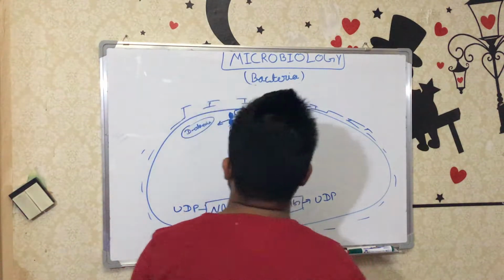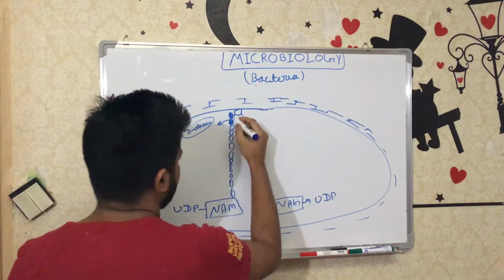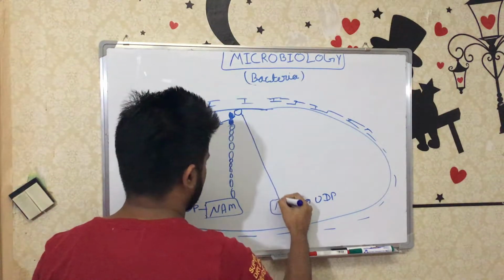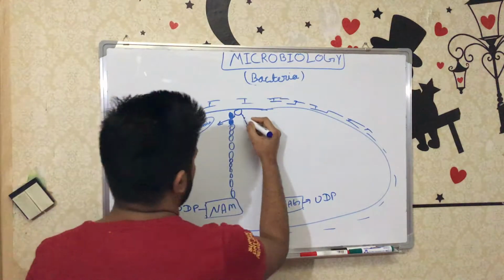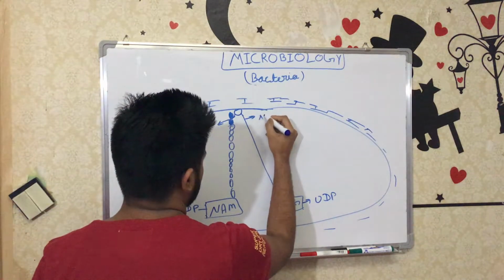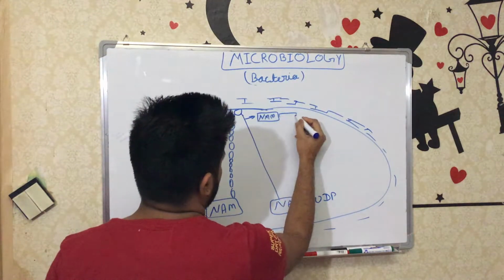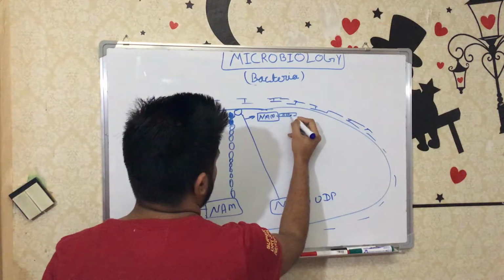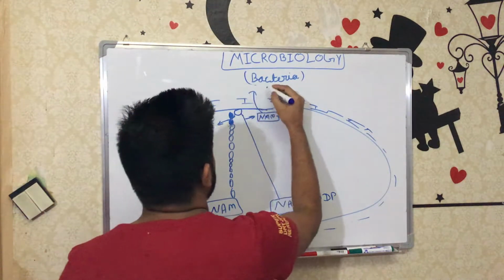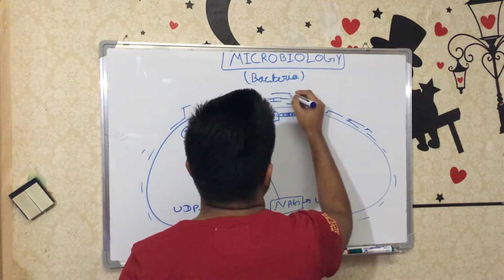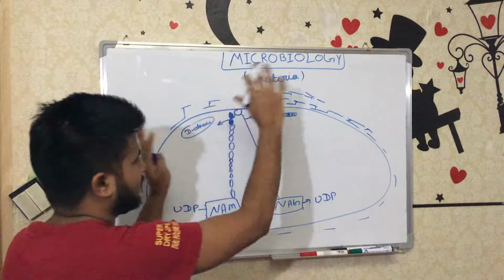This enzyme, first of all, inside the cell, cross-links each other, the NAM and NAG units. And whenever it attaches NAM and NAG, it will then shift outside of the cell, and then it's further moving and further making the peptidoglycan.